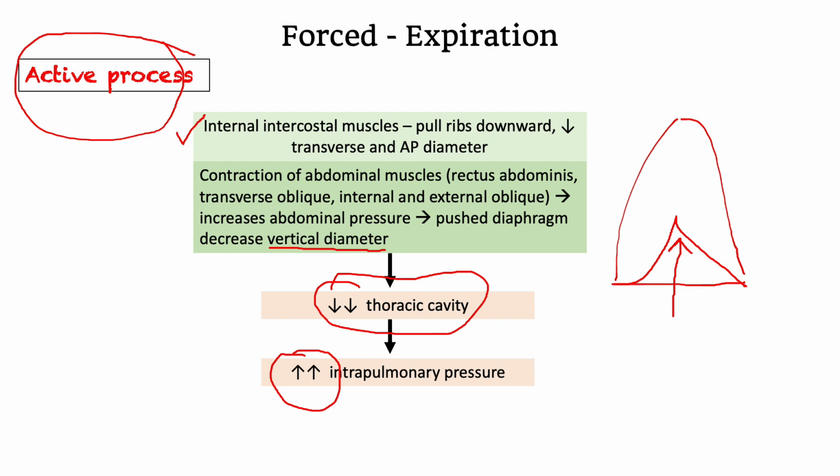So what is there to push the diaphragm upwards is actually the muscles of the abdomen. So contraction of the abdominal muscles such as the rectus abdominis, transverse, and the internal and external oblique will increase the pressure in the abdomen that will push the diaphragm upwards. Okay, so this will decrease the thoracic cavity, thus increasing the intrapulmonary pressure, and air will be forced out from the lungs.